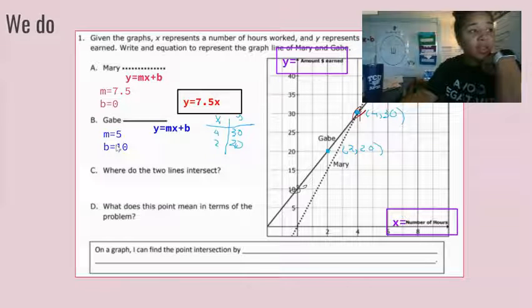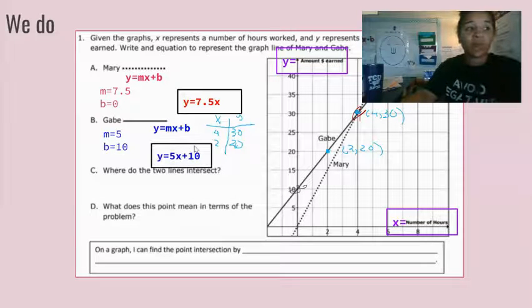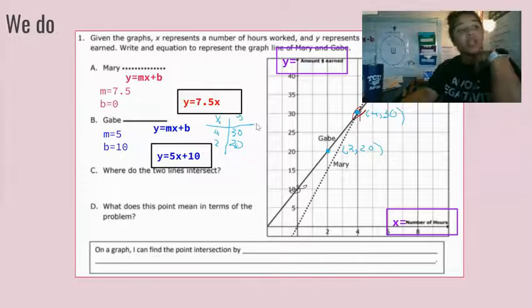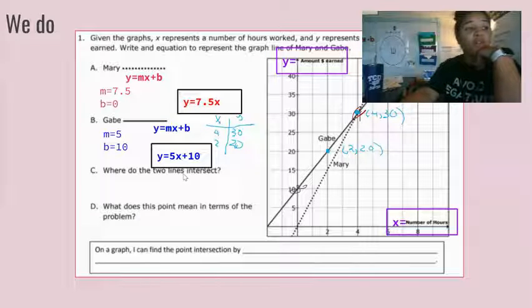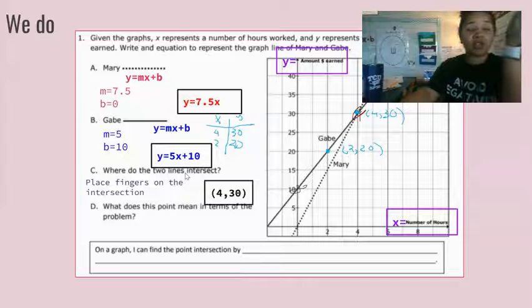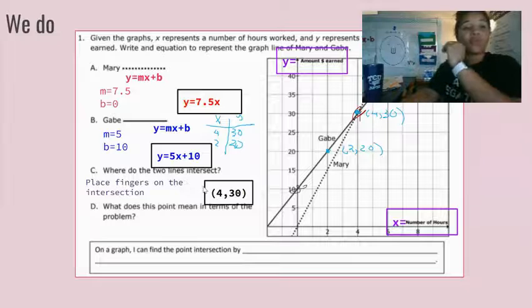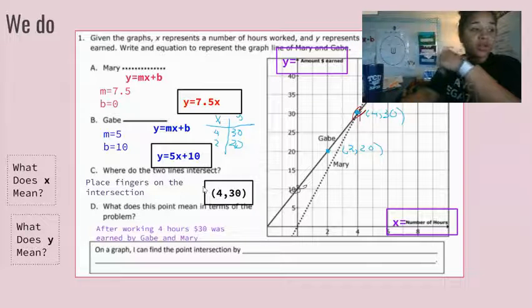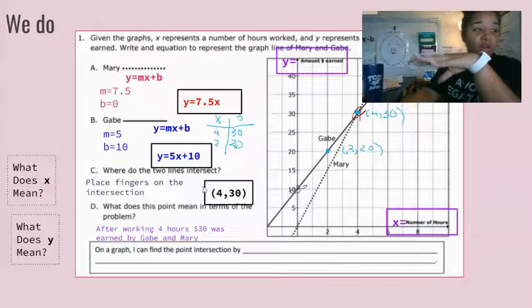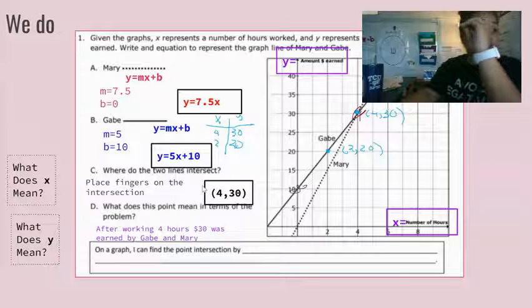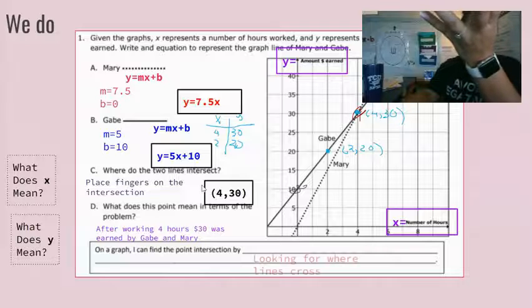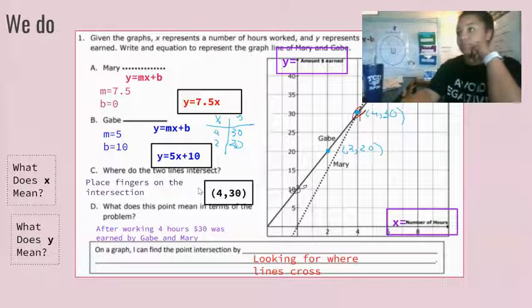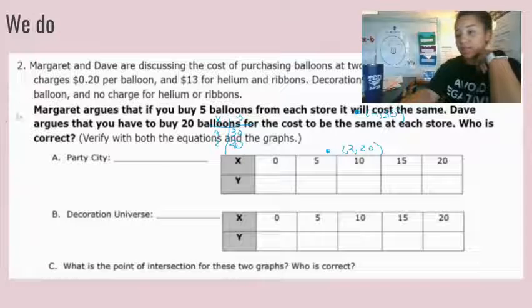We put our M for 5, and then our 10 for B. This would look like y equals 5x plus 10. Okay? And we know that these two lines have this point in common, 4, 30. That's going to be our point of intersection. This means if Gabe and Mary both worked 4 hours, they both earned $30. So after working 4 hours, $30 was earned by Gabe and Mary. On the graph, I can find the point of intersection by looking where the lines cross. Okay? Next.